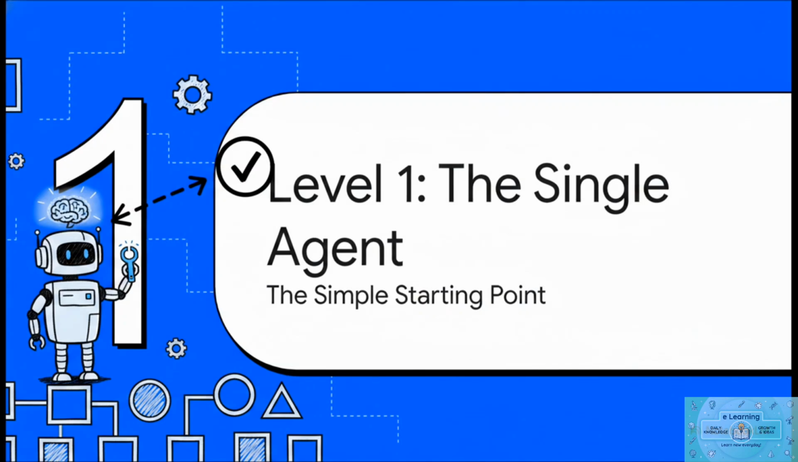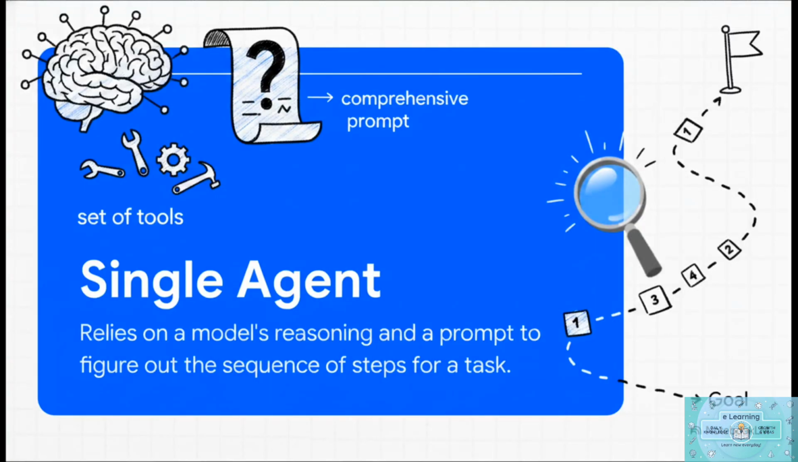All right, let's start at level 1. This is the foundation, the ground floor, the single agent. Think of this as the simplest, most direct way to get an AI to do something for you. So what is it exactly? Well, with this pattern, you basically hand everything over to one AI model. You give it a goal, maybe a few tools to work with, and then one big detailed prompt. And from there, the agent just figures it out. It uses its own brain, its own reasoning, to map out all the steps it needs to take.